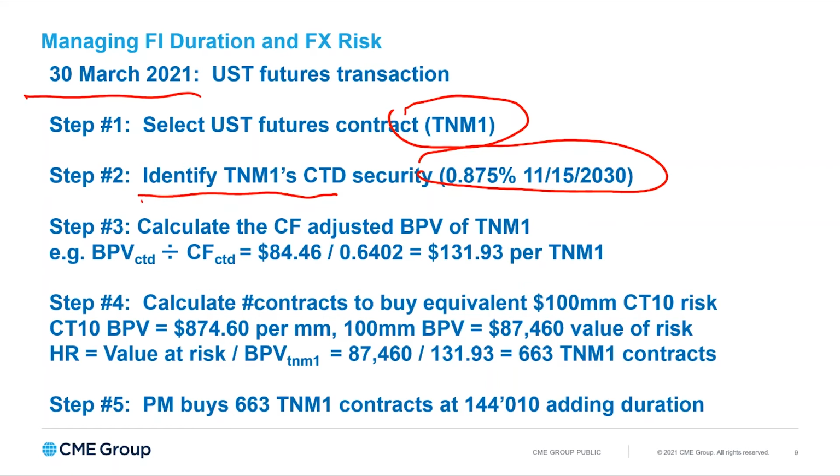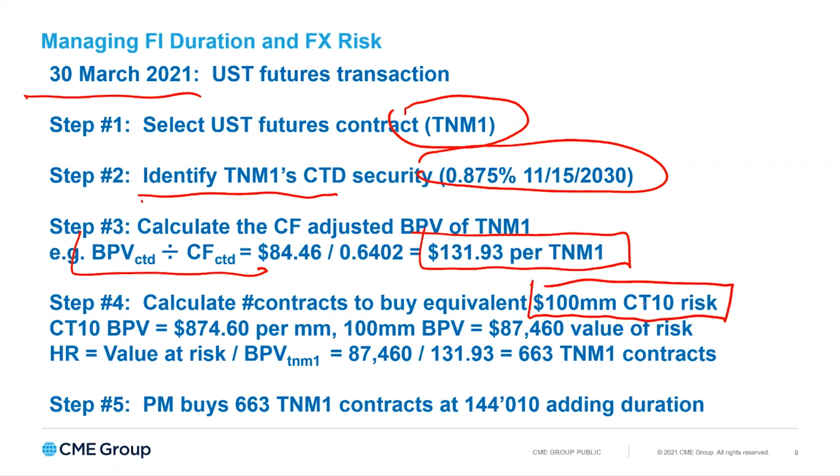We then need to calculate, in step 3, the conversion factor adjusted basis point value of the futures contract, and this is arrived at using this formula. And if we look at the inputs, we can arrive at a dollar value of a basis point for the 10-year note based on its $100,000 notional equivalent. Now we need to calculate our value at risk. We want to replicate a $100 million current 10-year note risk position.